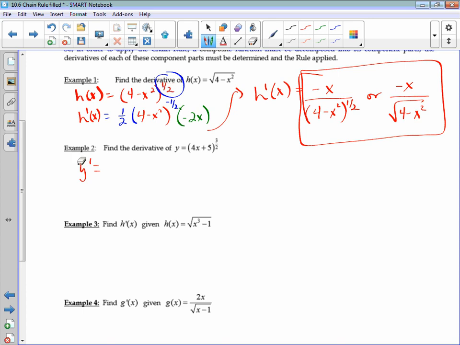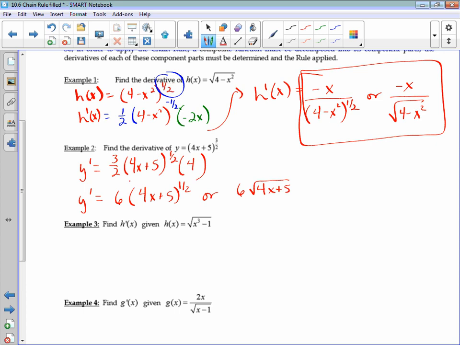Okay, so exponent, 1 less than the exponent, times the derivative on the inside. So when we simplify that, you get 6, and you can either leave it as 4x plus 5 to the 1/2, or 6 times the square root of 4x plus 5.